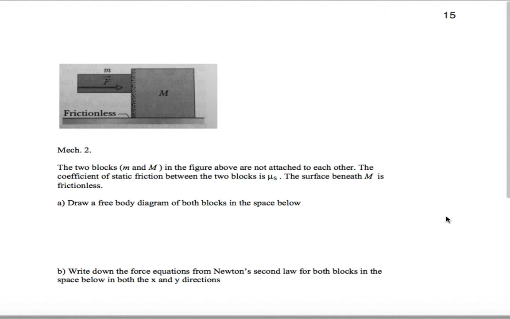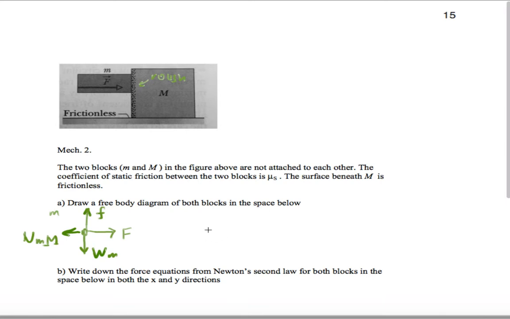Right, so we've got this little situation. Let's go ahead and draw a free body diagram of both the blocks. So for little m, I'll be pushing it with the force F. There's a normal force on little m due to big M. There is the friction force on little m pushing it up because this surface is rough. And then I have the weight of little m pointing down.